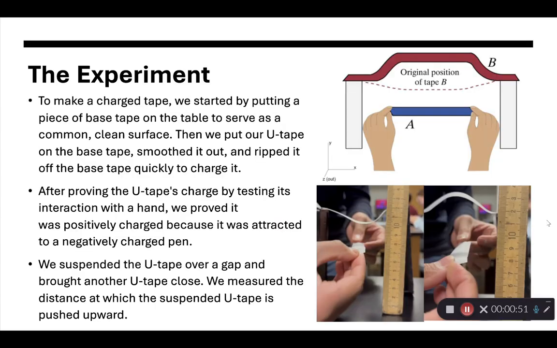The experiment: to make a charged tape, we started by putting a piece of base tape on the table to serve as a common clean surface. Then we put our U-tape on the base tape, smoothed it out, and ripped it off the base tape quickly to charge it. After proving the tape's charge by testing its interaction with a hand, we proved it was positively charged because it was attracted to a negatively charged pen. We know the pen is negatively charged because that information was given to us, and we charged it by rubbing it on our hair. We suspended the U-tape over a gap and brought another U-tape close, and slowly moved it closer, and we measured the distance at the first sign of the U-tape being pushed upward.